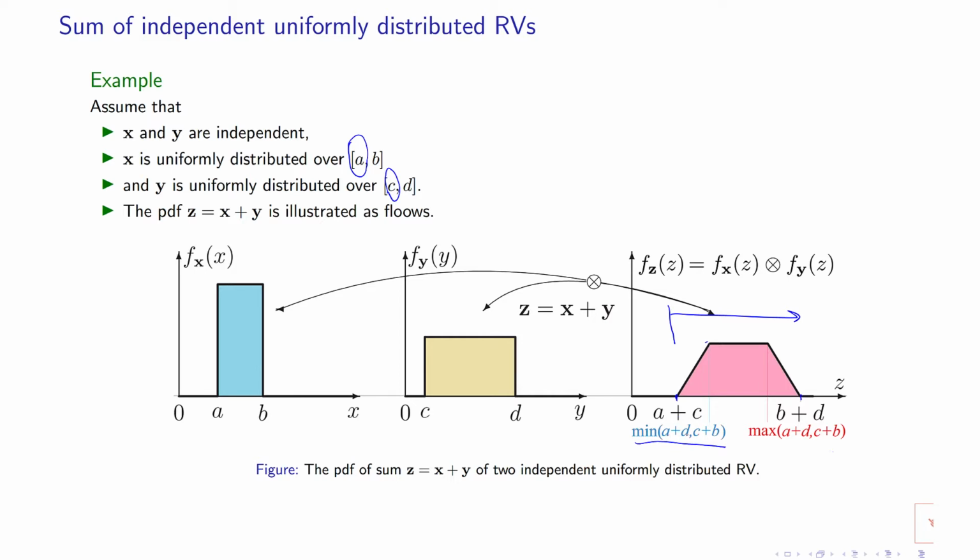These two middle points arise because you have two numbers here, a and b, and two numbers c and d. If you combine them, you have four possible points, and you get the corners of the trapezoid. So the PDF of the sum of two independent uniformly distributed random variables will be a trapezoid. Sometimes, if these points and these points are equal, you will have a triangular distribution.